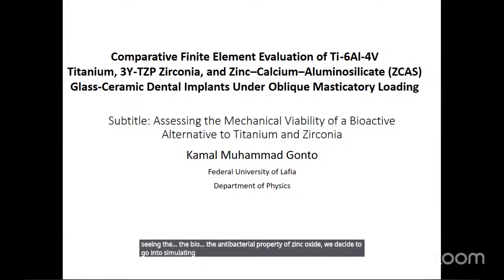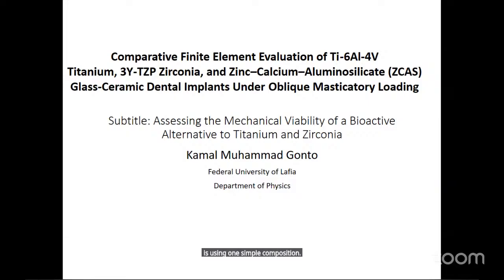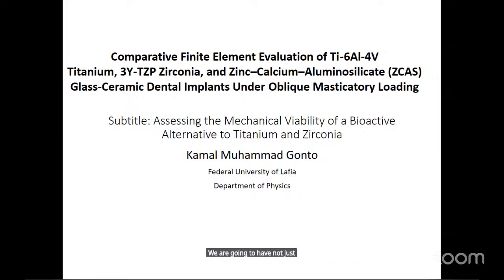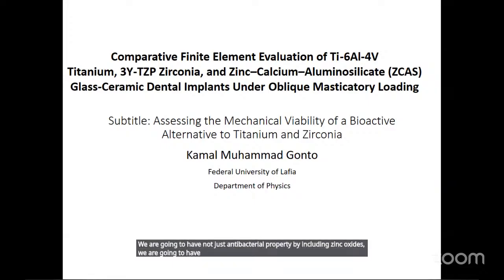But one of the limitations of this work is using one simple composition for the simulation. I stated at the end of the presentation that we only have 18% of aluminum in this matrix. So increasing aluminum to maybe 30% will improve the mechanical property of this zinc aluminum silicate glass. And we hope with the integration of improved aluminum, we are going to have not just antibacterial property by including zinc oxide, but a very strong mechanical property.